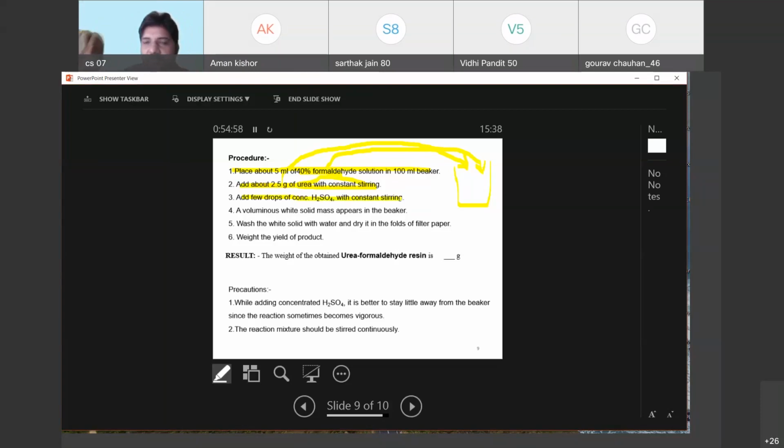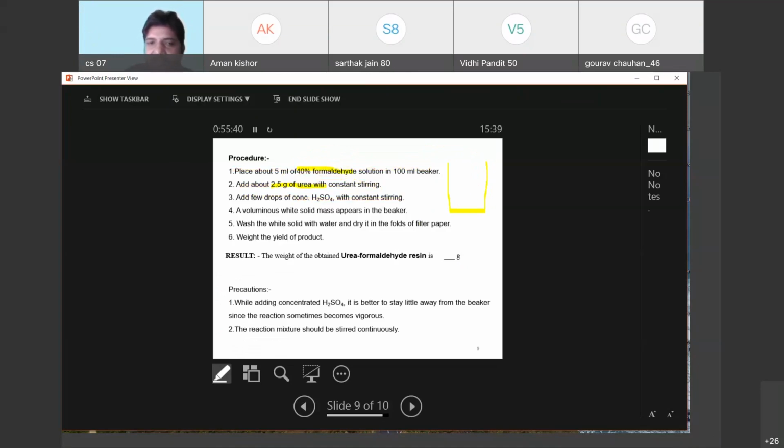First, formaldehyde 40%. Remember, we do not have 100% formaldehyde solution. ठीक है, formaldehyde क्या होता है, वो बहुत unstable होता है. ठीक है, you cannot store it as 100%. So जो हमें मिलता है commercially available, it is a 40% solution of formaldehyde. Okay, so हम क्या करेंगे, we will take a beaker, and in that beaker we will add first formaldehyde 5 ml, and in that 5 ml formaldehyde we will add 2.5 grams of urea, NH2 C double bond O NH2, urea.